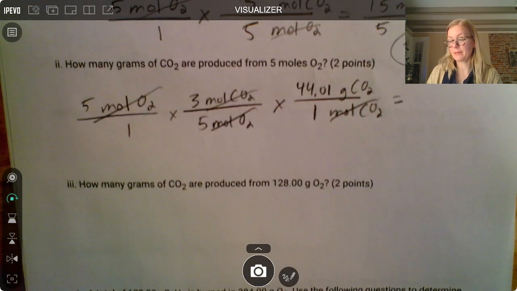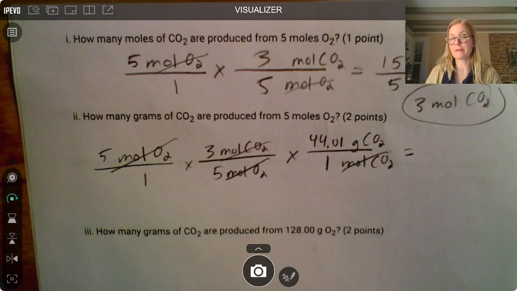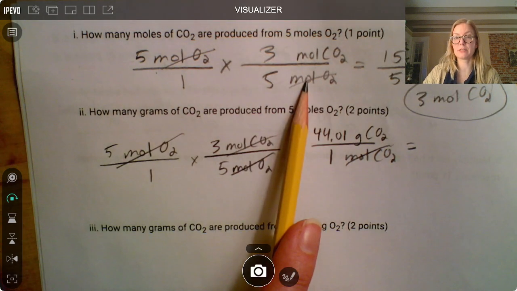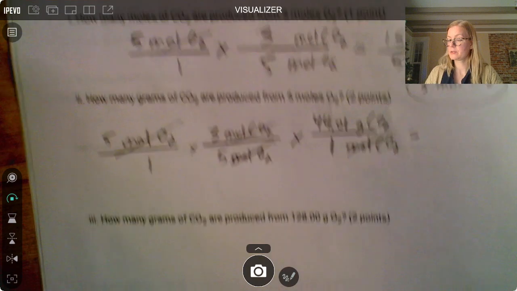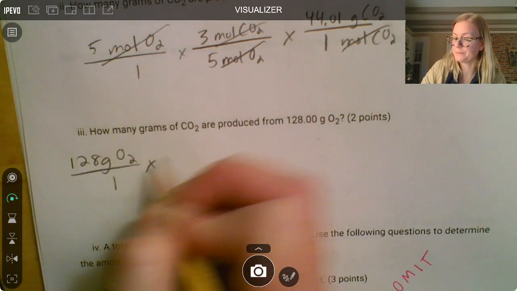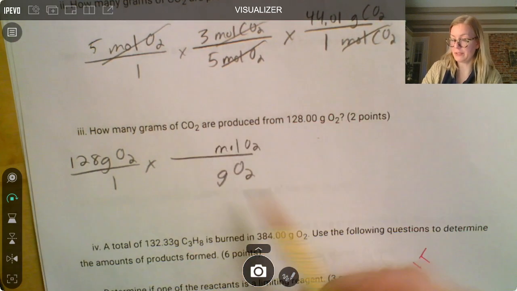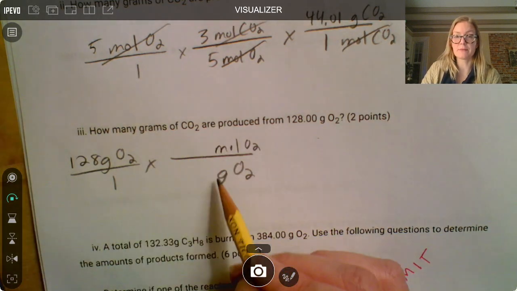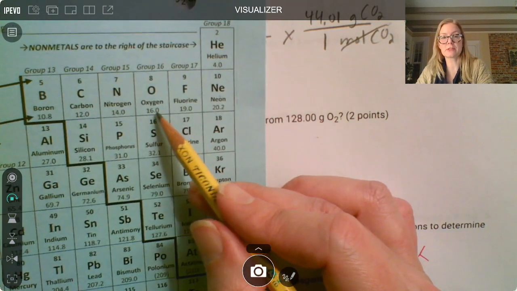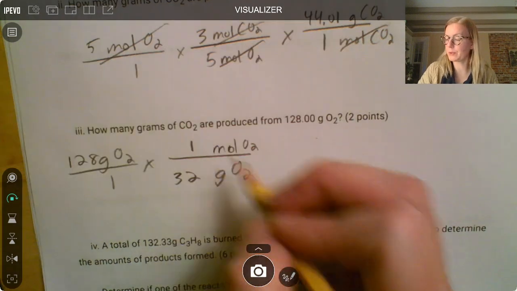In part 3, they're asking us to start with grams and end with grams. So in this one, we're going to have 4 fractions because we've got to get from grams of O2 to moles of O2. Then we get to moles of CO2. Then we get to grams of CO2. So we're going to start out with 128 grams of O2 over 1. Throw grams of O2 under the bus and put moles of O2 up here, okay? And this will get us from grams of O2 to moles of O2. The molar mass of O2, look at your periodic table. Each oxygen is 16 and there's 2 of them, so it'll be 32 grams for every 1 mole, okay?